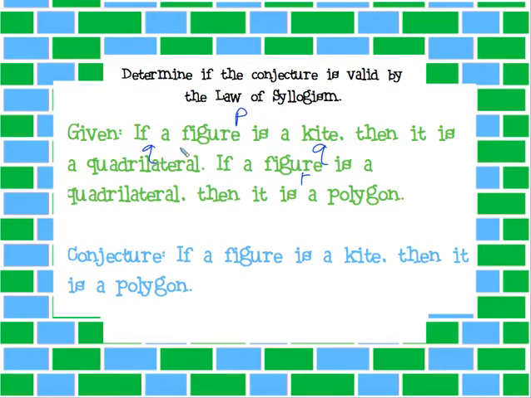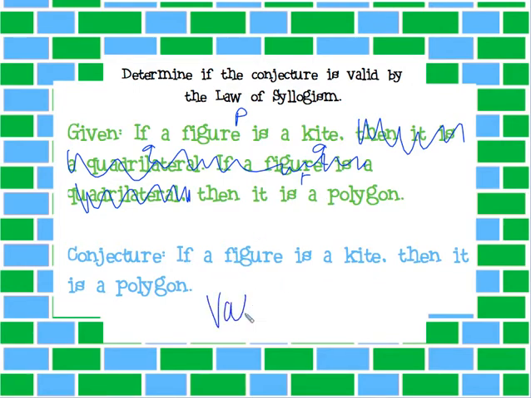So for this to be valid, we would have the first hypothesis and the last conclusion. So it'd have to be if a figure is a kite, then it is a polygon. Is that what this says? If a figure is a kite, then it is a polygon. Yes, so that is valid.